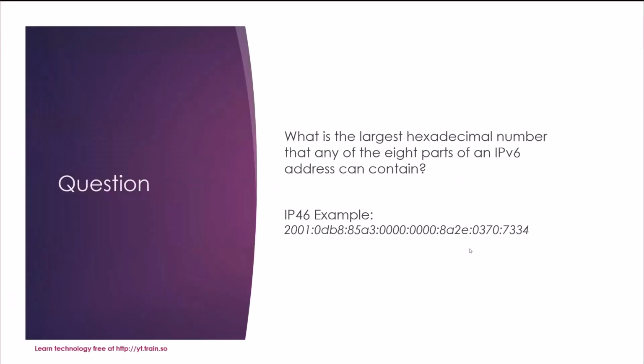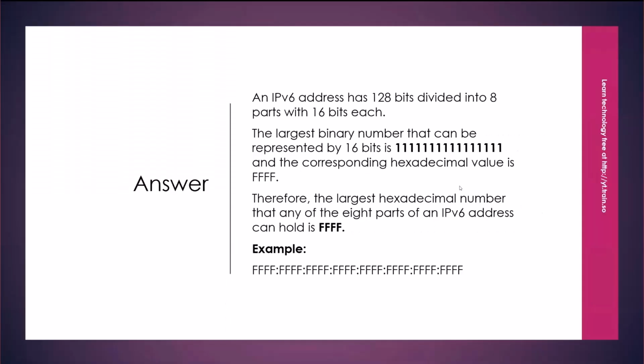So now tell me, what is the largest hexadecimal number that any of the 8 parts of an IPv6 address can contain? It is FFFF. Okay. An IPv6 address has 128 bits divided into 8 parts with 16 bits each. The largest binary number that can be represented by 16 bits is 16 ones. And the corresponding hexadecimal value is FFFF. Therefore, the largest hexadecimal number that any of the 8 parts of an IPv6 address can hold is FFFF.